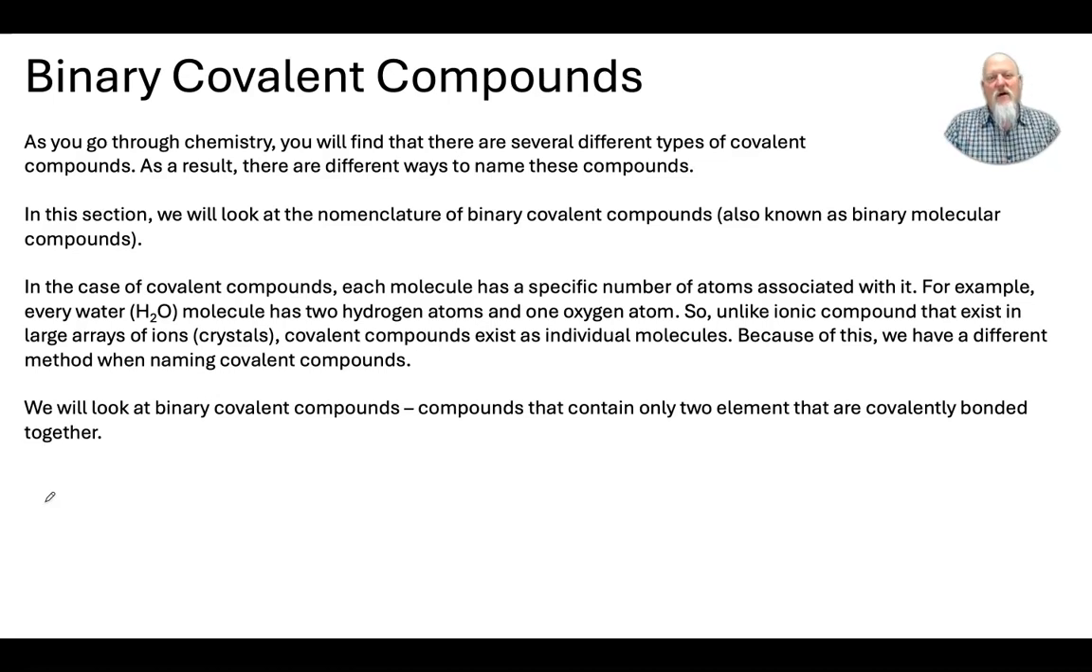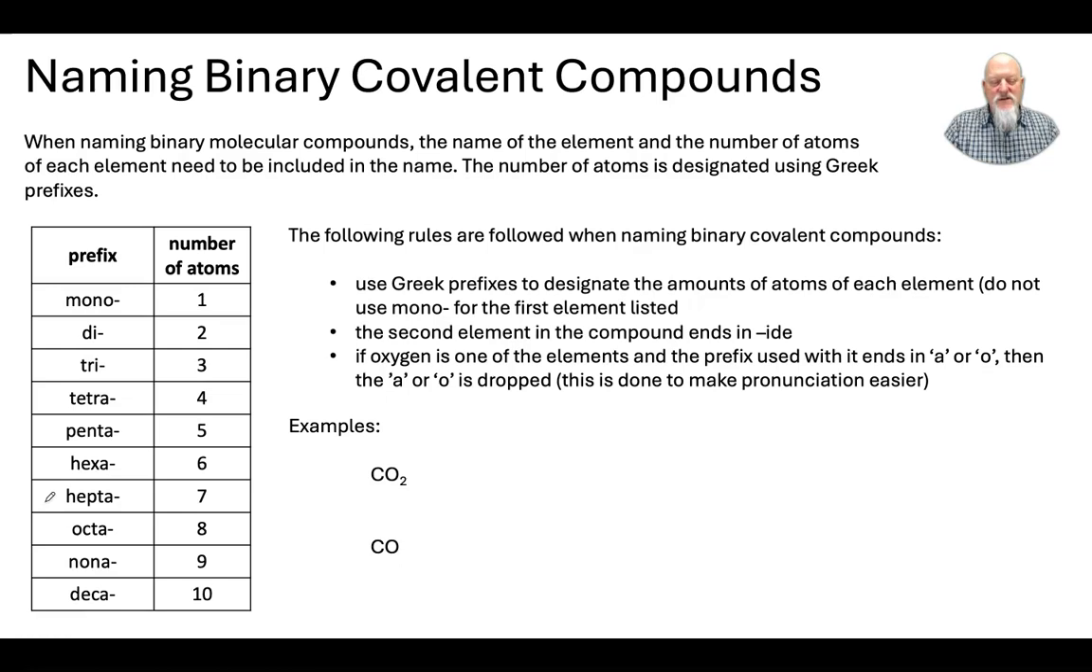What I'm going to give you now is how we name binary molecular compounds, or binary covalent compounds. Compounds that contain only two different elements. Okay. So, when we did ionic compounds, we could name them by their cation and their anion. And if we knew their cation and their anion, we could figure out their formula based on their charges. Right? Because we needed to balance the charges. We don't have that same luxury in covalent compounds.